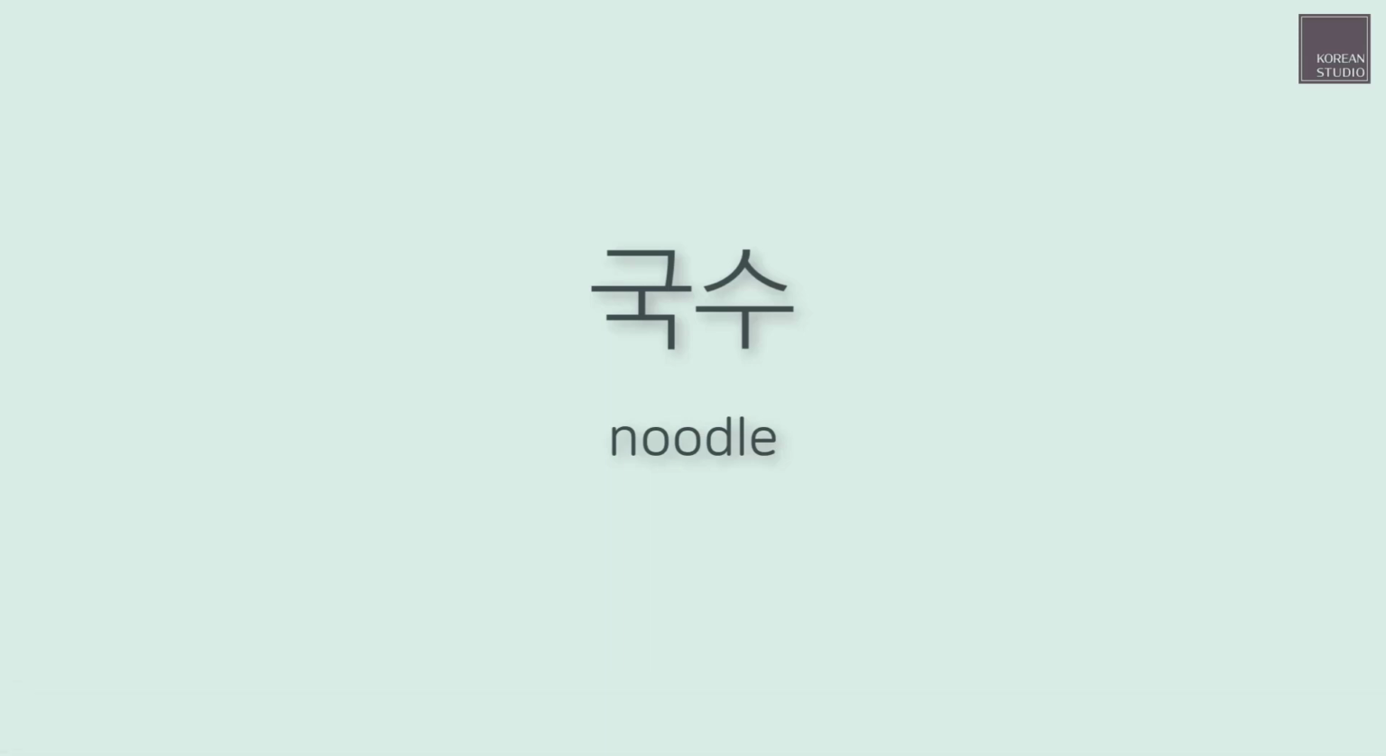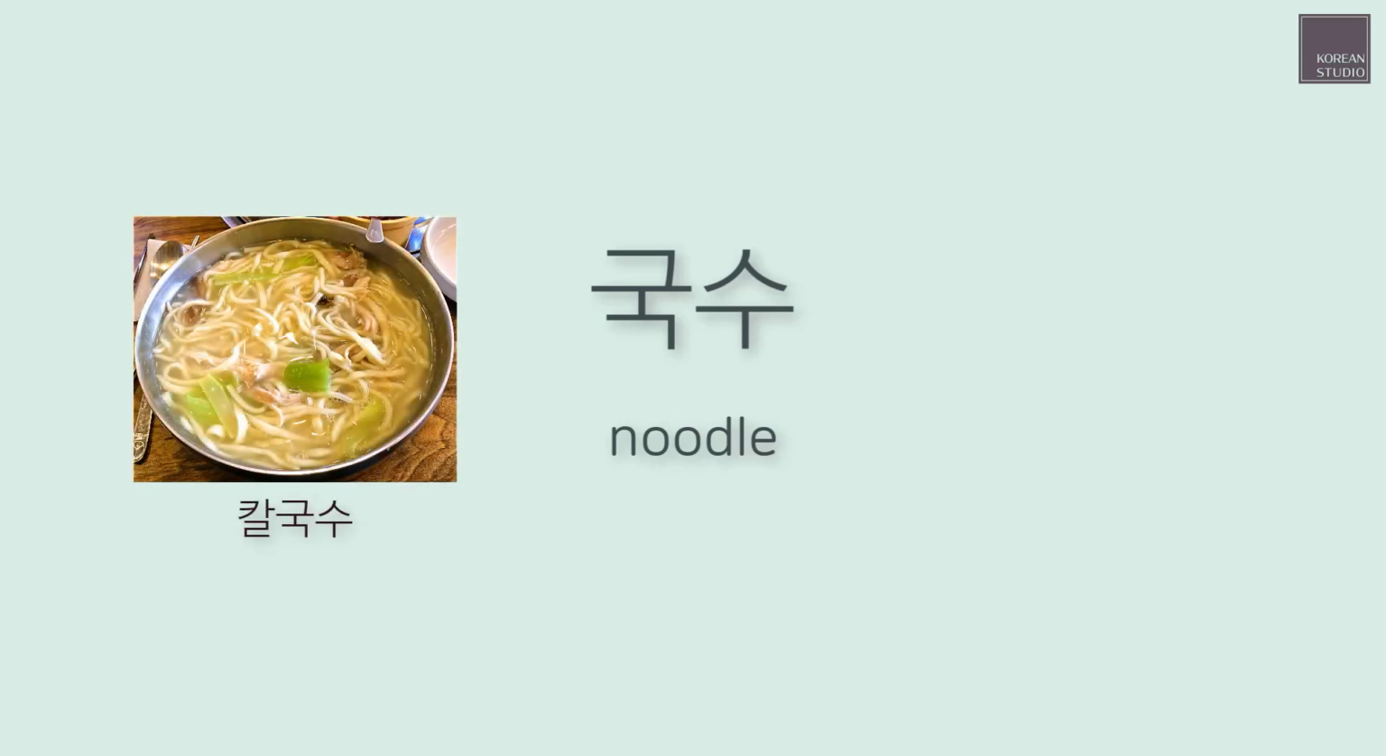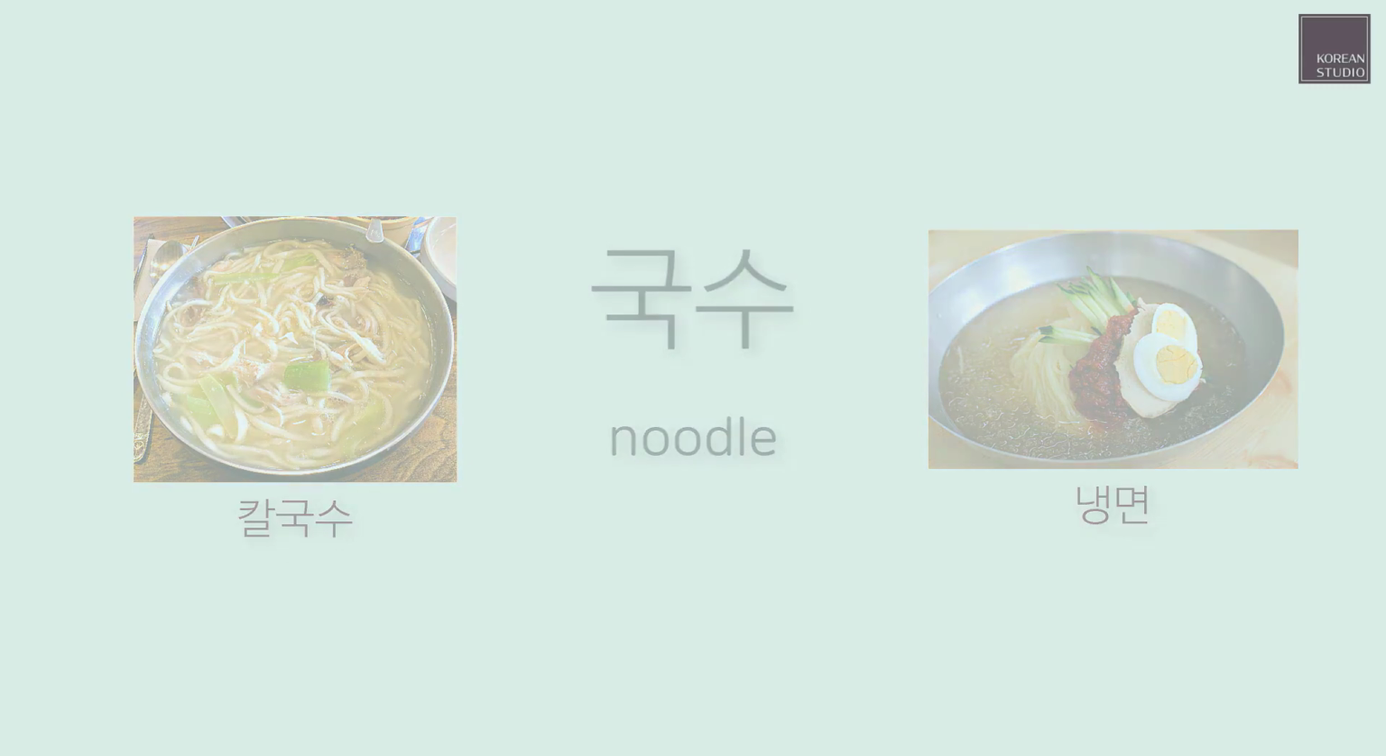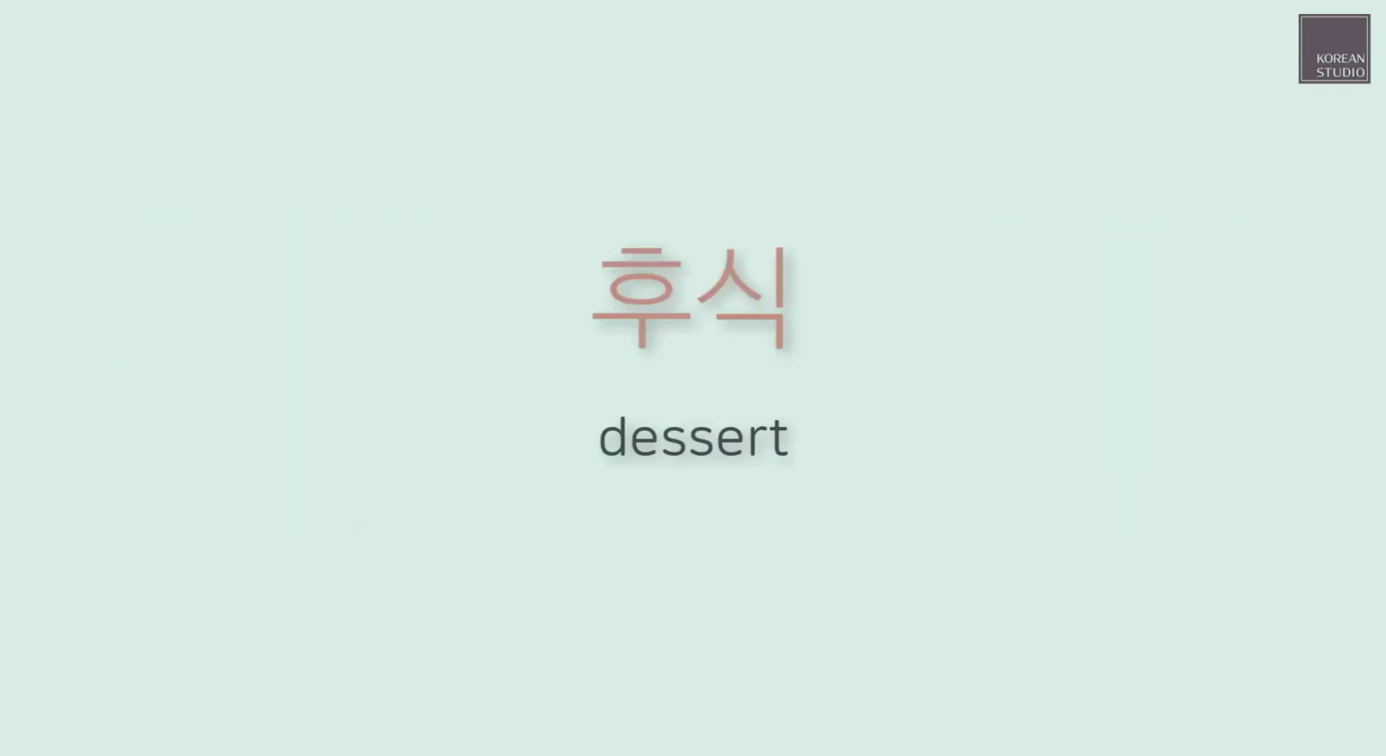Generally, 국수 is considered a meal on its own, so you don't normally eat 국수 and 밥 together. However, as with any meal in Korea, you would get some side dishes with 국수 as well. Common 국수 found in Korea are 칼국수, flour-based noodle in fish or chicken broth, and 냉면, which is a type of cold noodle dish.